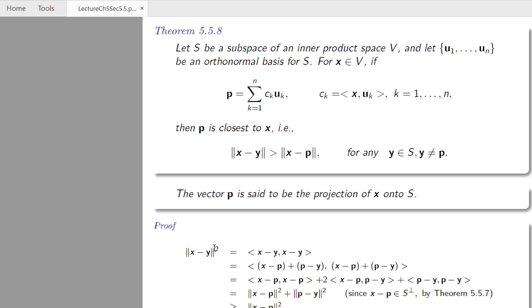To prove this, we use a similar procedure to what we did in the last section. Instead, for the proof for the distance, we take the square, because the square of the length can be written as an inner product. So we consider the square of the distance between x and y. That's equal to the inner product between x minus y and itself.